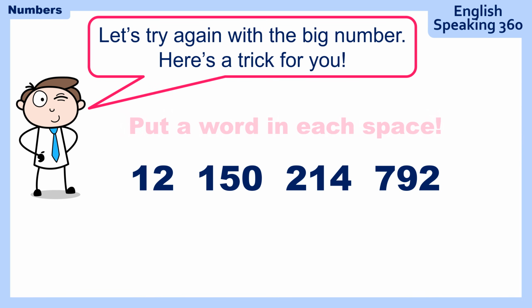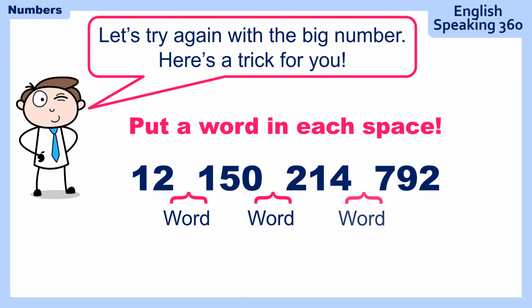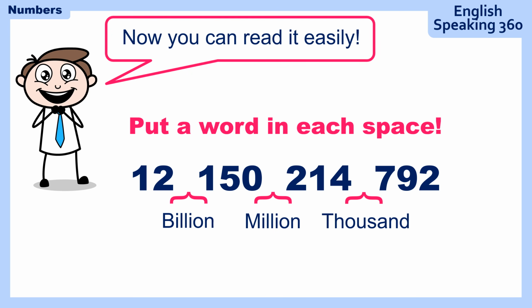Here's a trick for you. Put a word in each space. Aha! You see the spaces right here? Every time you have a space or a comma, put a word there. For example, in this case, you will put billion, million, and thousand. These are the words that you need to remember. So now you can read it easily. First one, 12 billion, 150 million, 214,792. And that's it. You were able to read it.